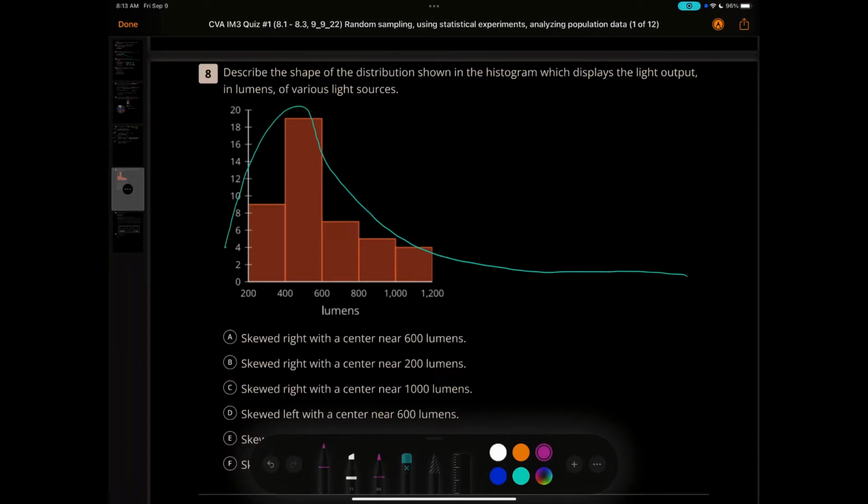We talked about the skewing, and there's nothing to the right. So this one is right skewed. Skewed right. So that would be choices A, B, and C. And now we have to look at the measure of center.